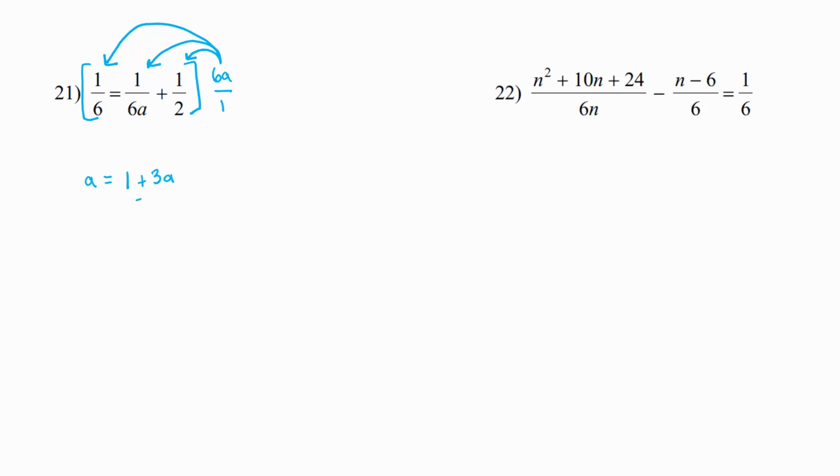And then now I've got an equation to solve. So subtract 3a and get negative 2a equals 1. Divide by negative 2. Get a equals negative 1/2.